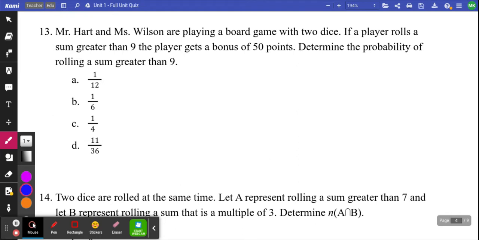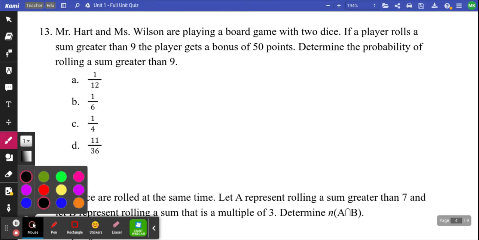Question 13. Mr. Hart and Ms. Wilson are playing a board game with 2 dice. If a player rolls a sum greater than 9, the player gets a bonus of 50 points. Determine the probability of rolling a sum greater than 9. Okay, sum is adding together, right? This is another compound event. So with compound events, we have 2 choices. We make trees or charts. This time we're going to make a chart.